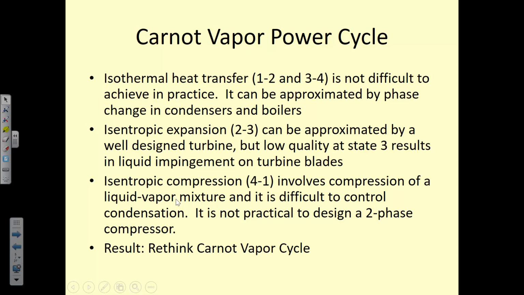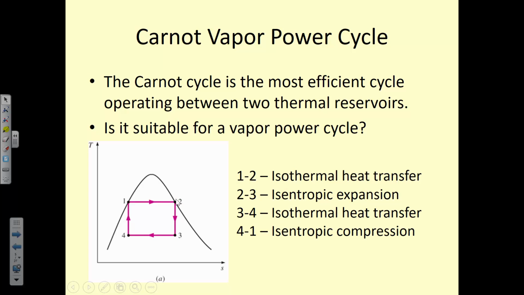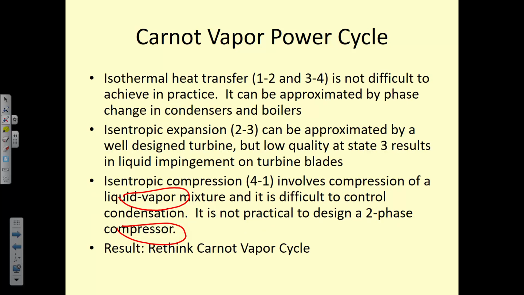If we look at the isothermal heat transfer from 1 to 2 and 3 to 4 on this diagram, it's supposed to be isothermal. That's easy to do when we're operating under the dome. So it looks like those phases could be complementary with the Carnot cycle.